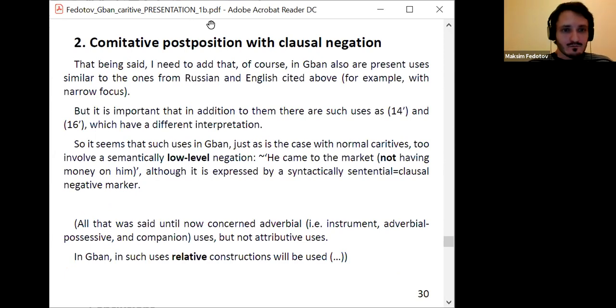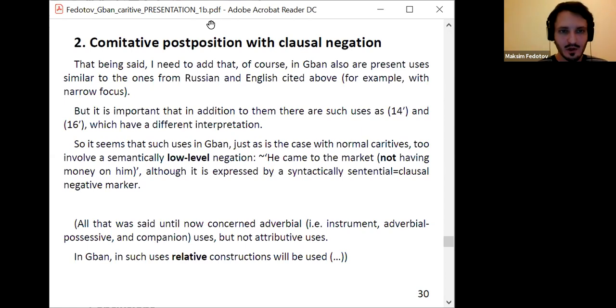So we can say that in those examples that we saw with the market and with hoeing, in fact, Gban, although it uses syntactically sentential clausal negation plus a commutative marker, does in fact express a low-level negation, just the way normal caritives do in languages with normal caritive markers.